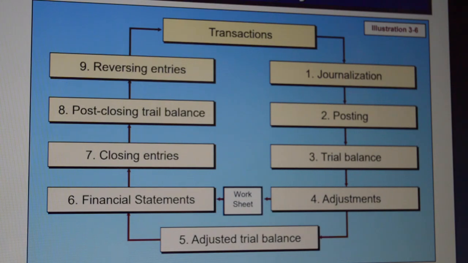Step 5 is to make the adjusted trial balance. And usually a worksheet is used by the accountant to make the adjustments and to come up to the adjusted trial balance. And from that adjusted trial balance, the financial statements are prepared. The first statement that is prepared is the income statement. From the income statement, the net income is taken to the balance sheet, the equity side, and then the balance sheet is prepared.